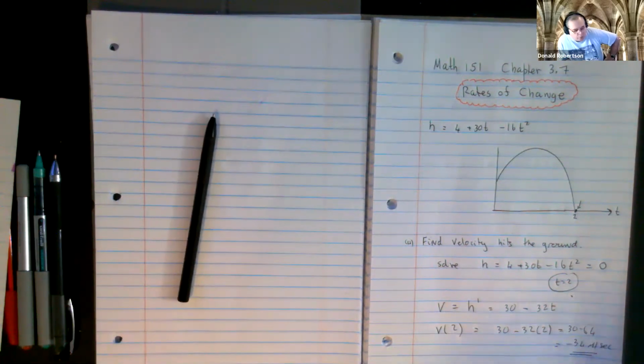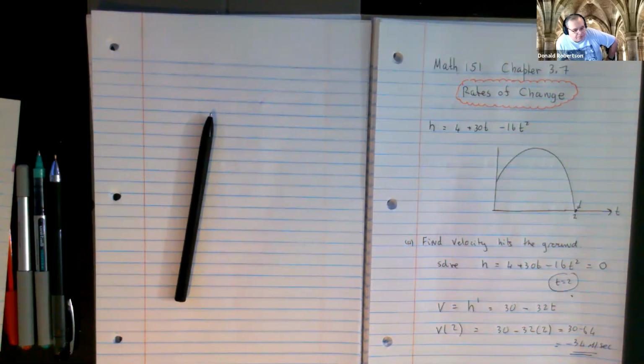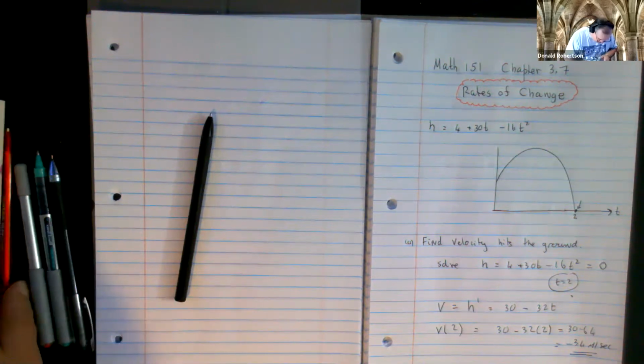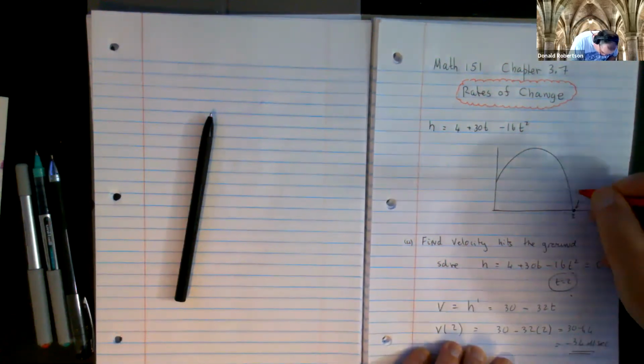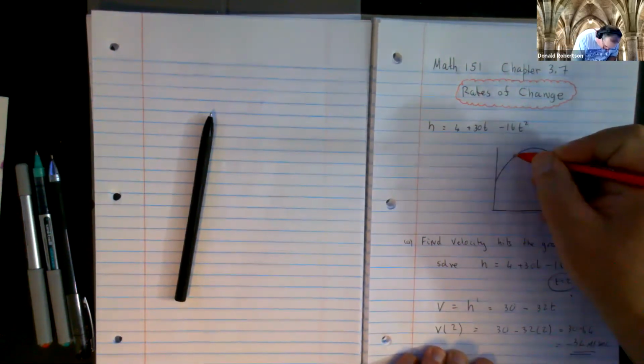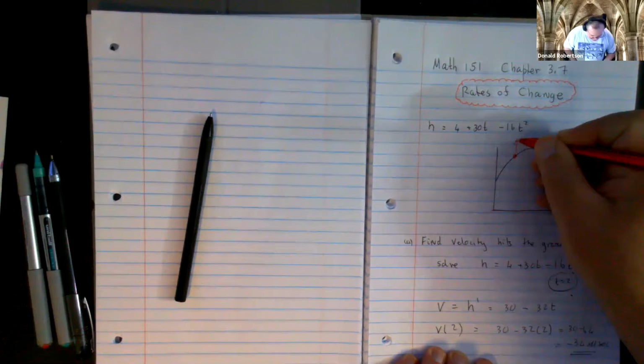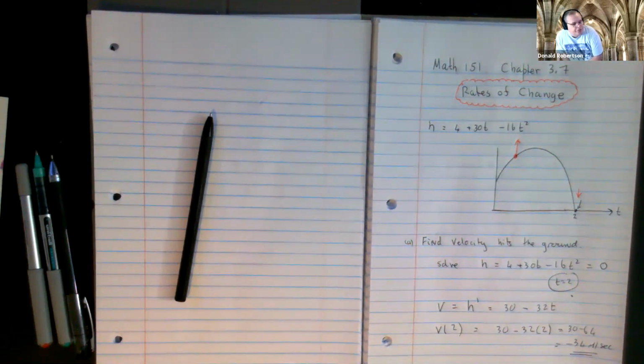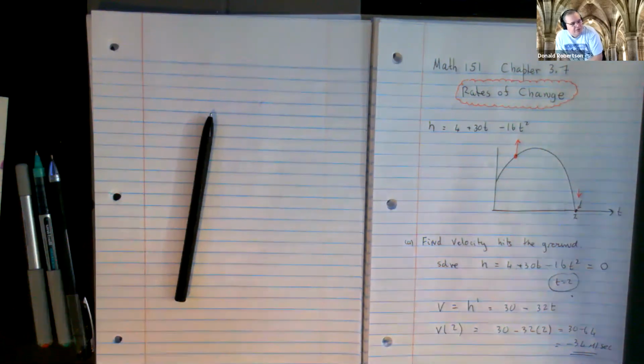And it's correct. Why is that number negative and not positive? Going down. That's pretty much all it is. Would you agree at this point it's heading downwards, and downwards will be a negative velocity? If I found what it was doing at this point here, would you agree it's still going upwards, so it would be a positive velocity? Going uphill, positive velocity. Going downhill, negative velocity.